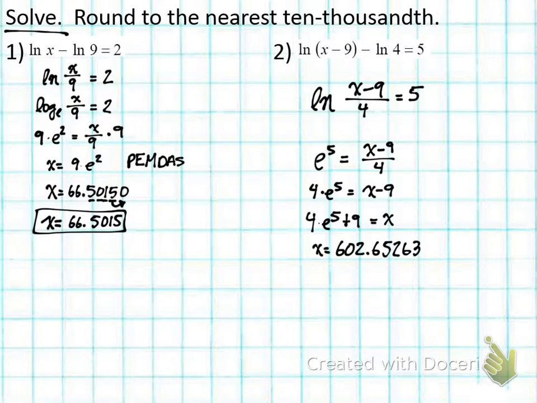Going to the 10,000s place, we got tens, hundreds, thousands, 10,000s looking here. The number here is a 3, so we're going to maintain the 6. Round it down, 602.6526. Okay, and that's your answer. Sometimes you have large numbers, sometimes you have small numbers, but these are the answers you have.